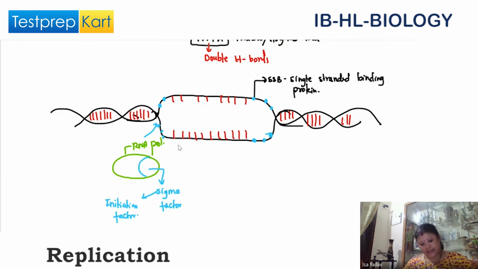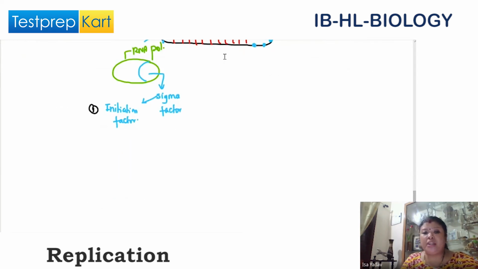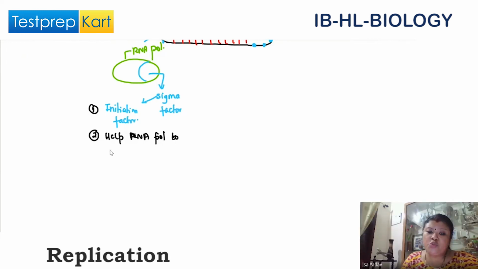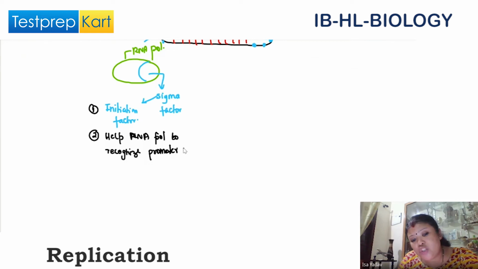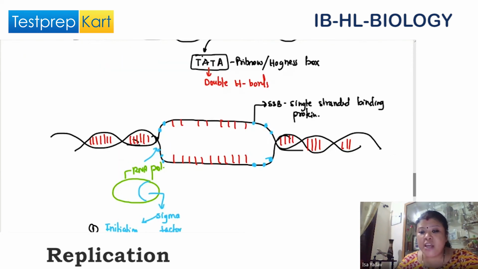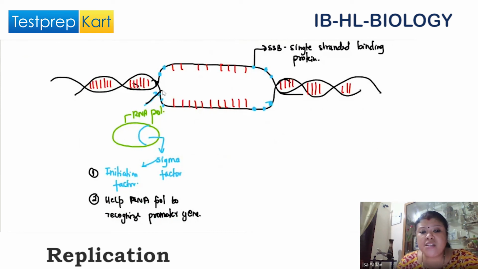Okay, so what does sigma factor do? Sigma factor will first initiate the process of transcription, and also sigma factor will help RNA polymerase to recognize the promoter gene. So now what happens? This RNA polymerase will attach to this region, and then the process of transcription will begin.